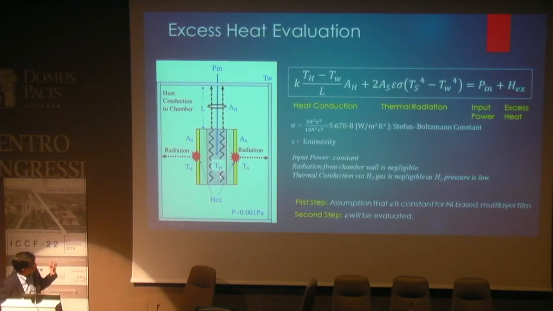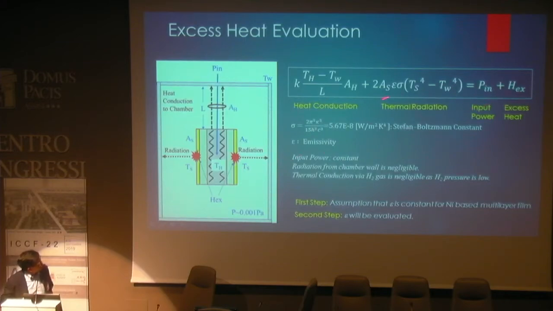During the experiment, we pumped up the hydrogen gas. So we should consider heat conduction and thermal radiation, only two terms: heat conduction from the nanomaterial composite to the vacuum chamber, and thermal radiation from the surface of the sample to the chamber, okay?